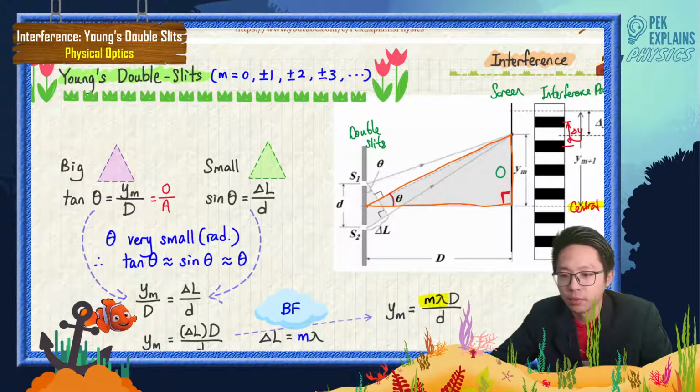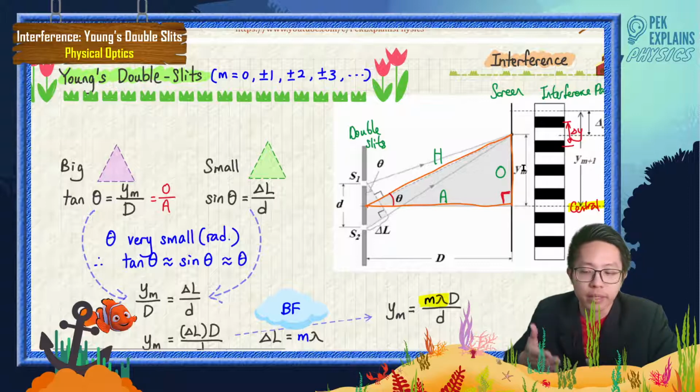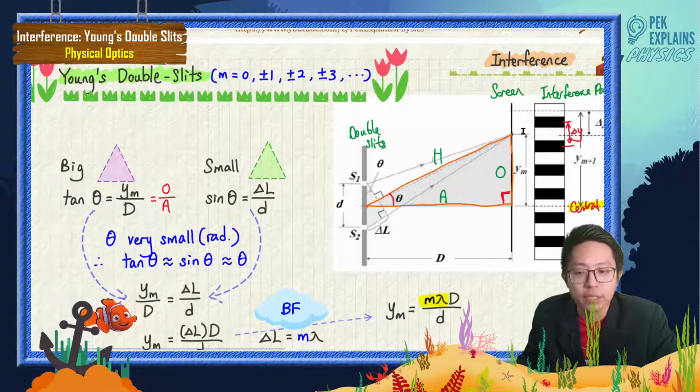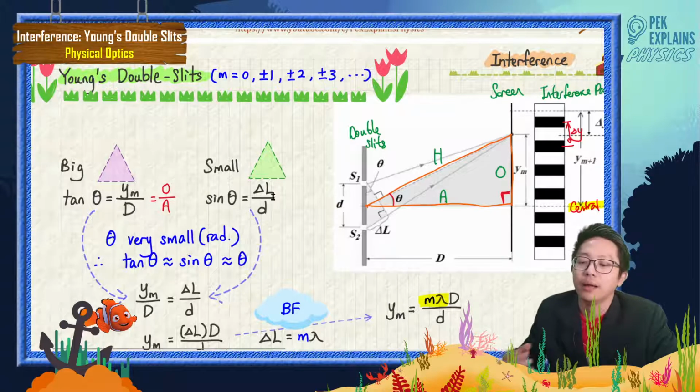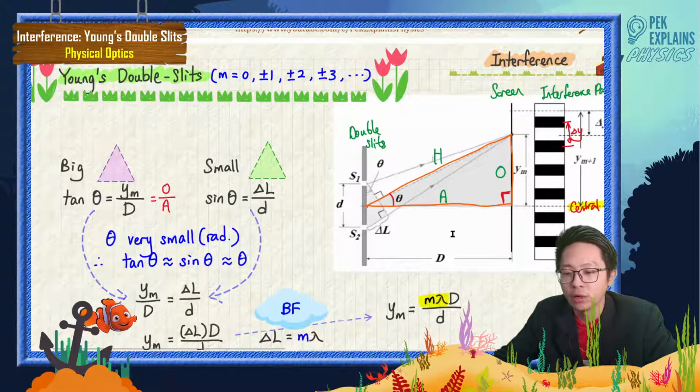Okay, opposite over adjacent, and this one is the hypotenuse, isn't it? But tangent theta is opposite over adjacent. Opposite is ym. What is ym? It is the position of fringes from the central bright fringe. Adjacent is the distance of the screen from the double slit. Adjacent is the big D. So opposite over adjacent is ym over big D.